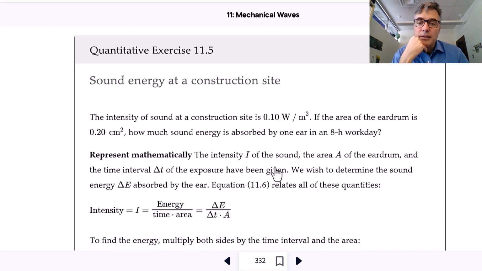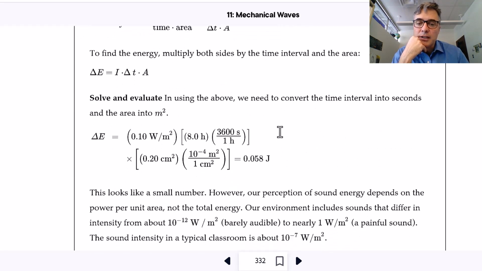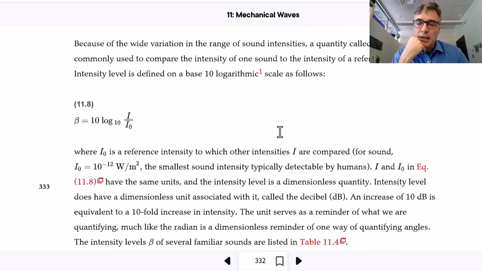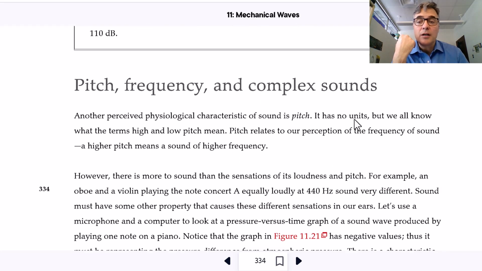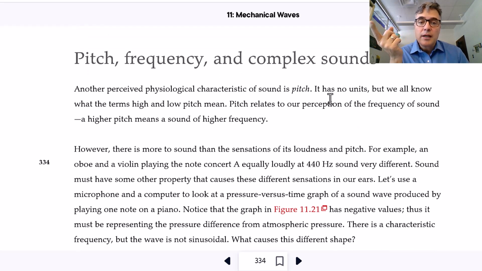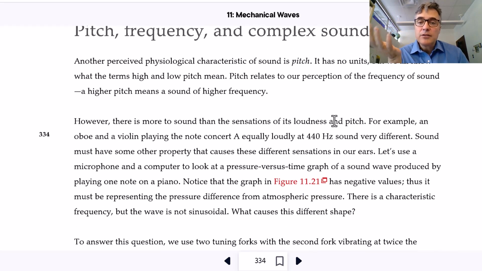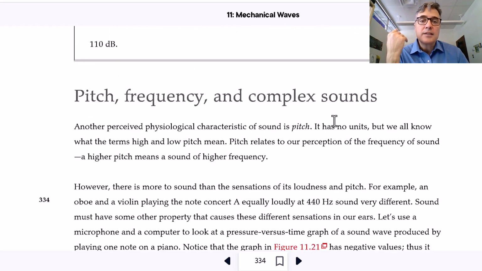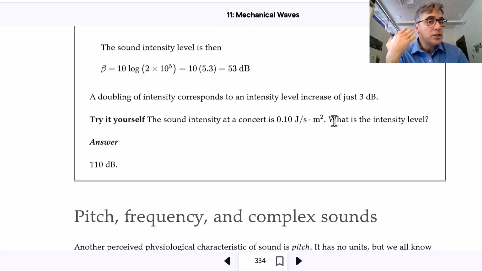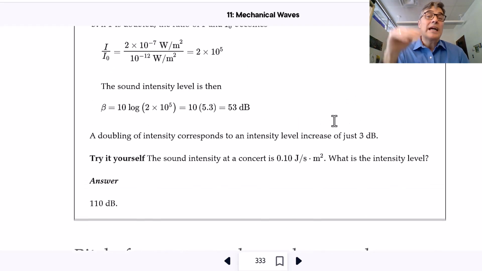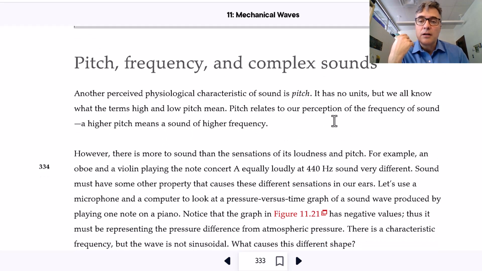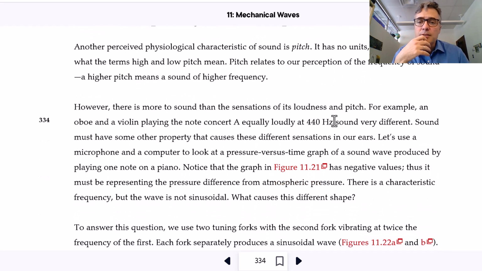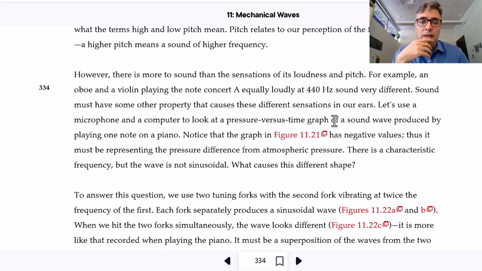We already talked a little bit about the intensity of sound waves, so I'm going to skip over some of that. Intensity level, decibels, we did that yesterday. What I want to talk about is pitch, frequency, and complex sounds. So pitch is related to frequency, just as the intensity, or the amount of energy carried by sound, was related to the amplitude of the wave. The pitch we hear is related to the frequency. Higher pitch means a sound of a higher frequency.